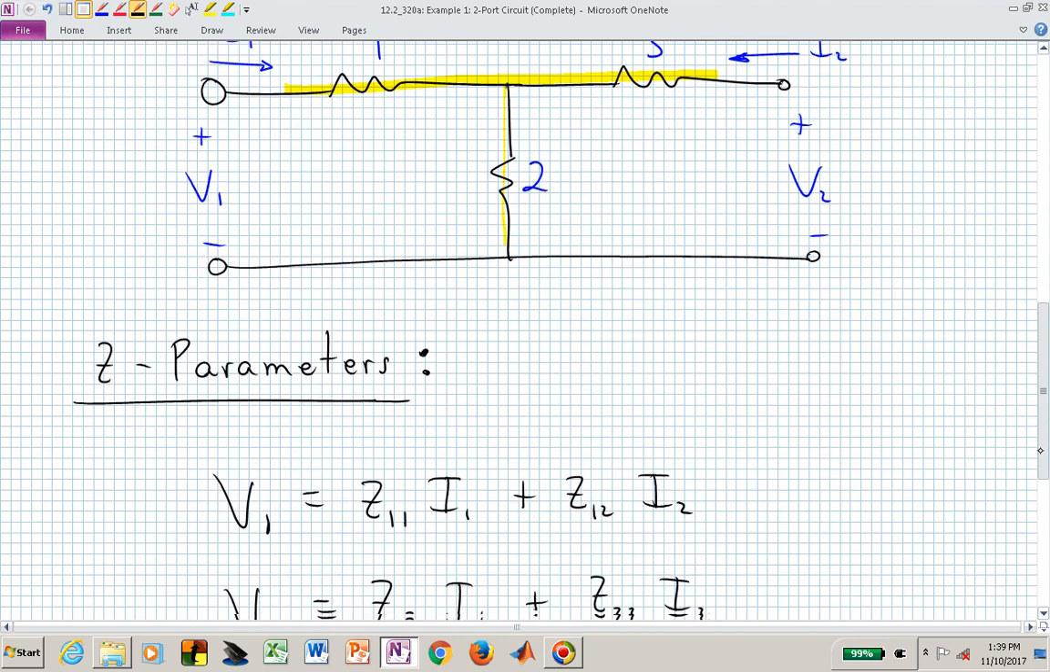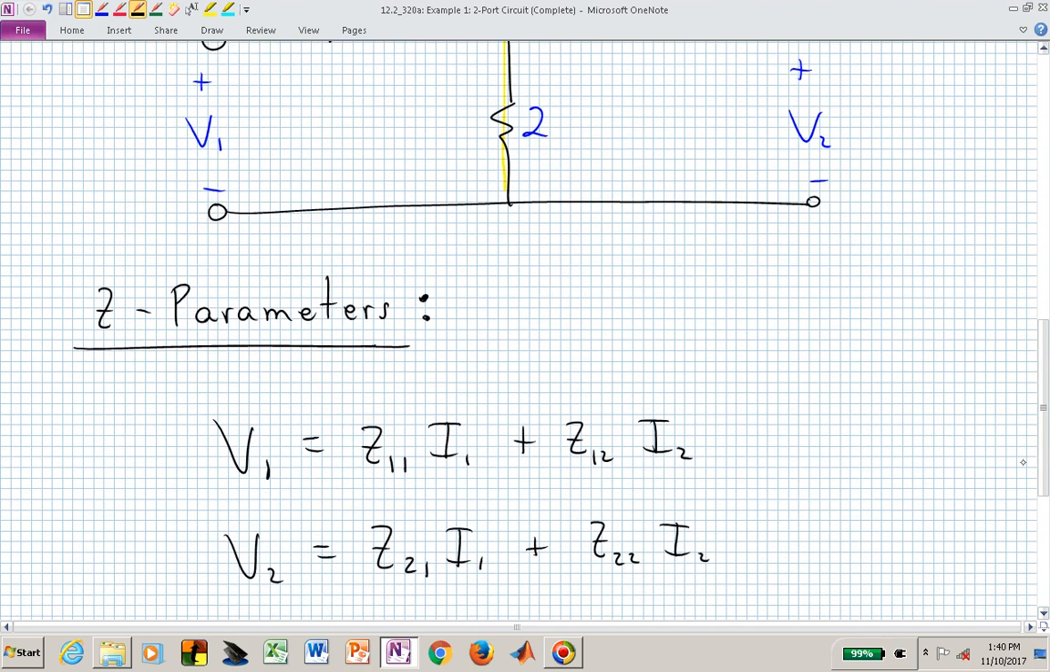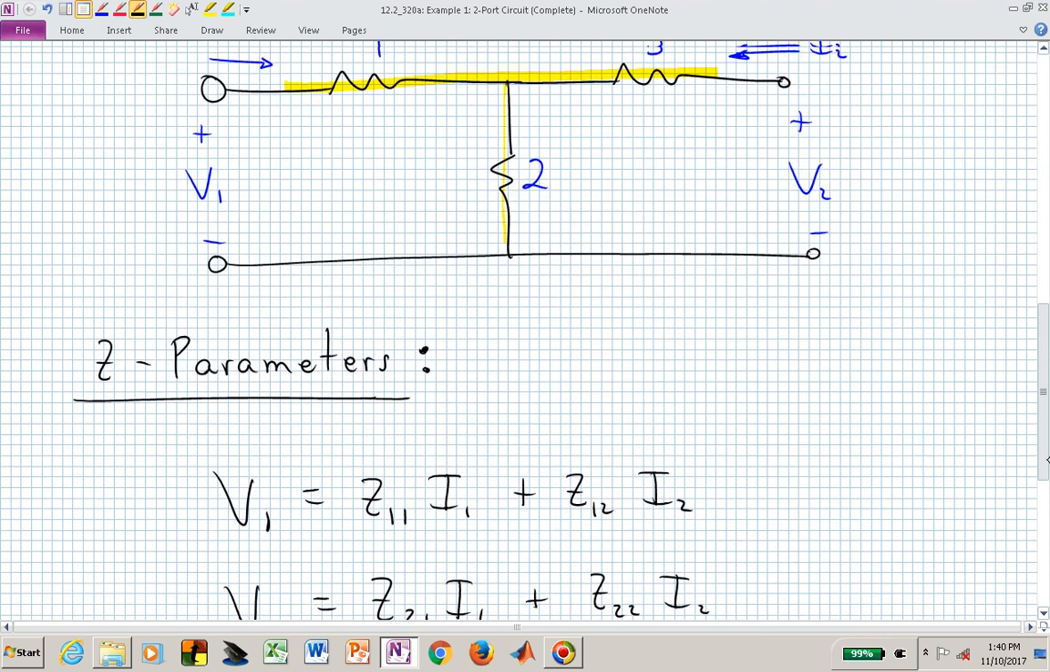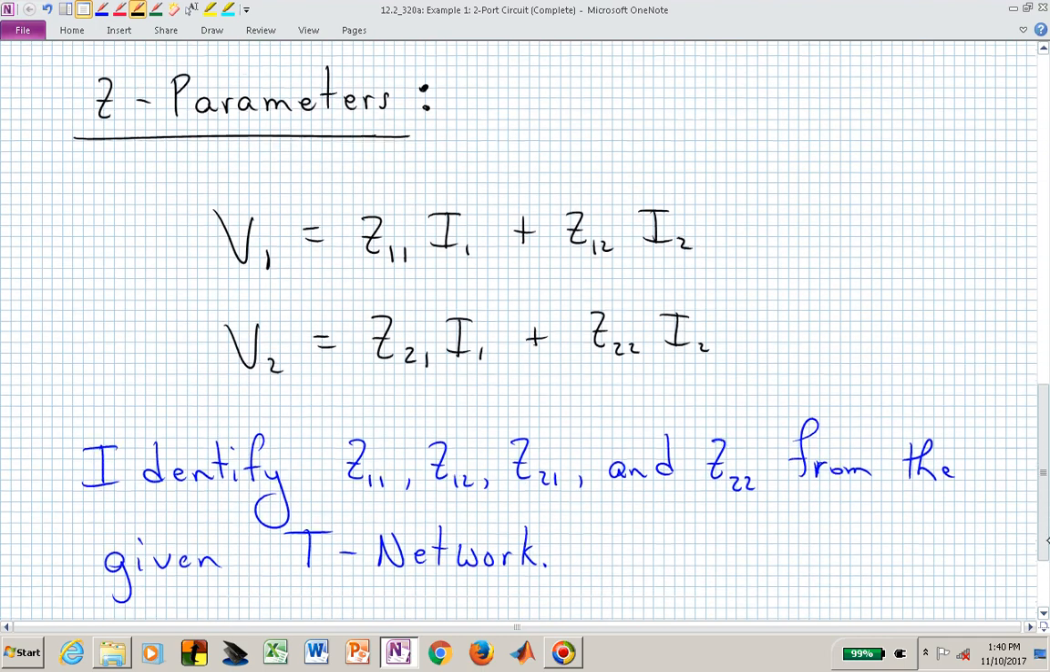Now we want to actually find four parameters that are consistent with this set of equations, these two equations where I1 and I2 are independent variables and V1 and V2 are dependent variables. So we're trying to now identify Z11, Z12, Z21 and Z22 from that T network.